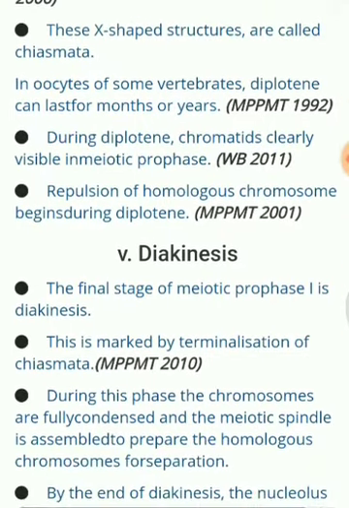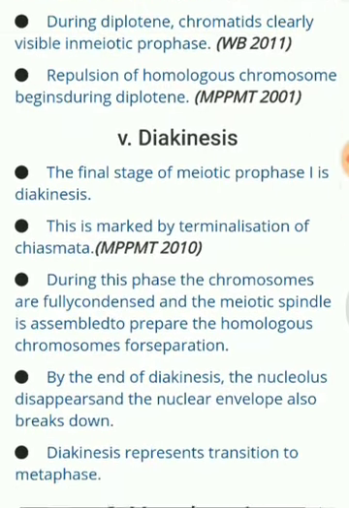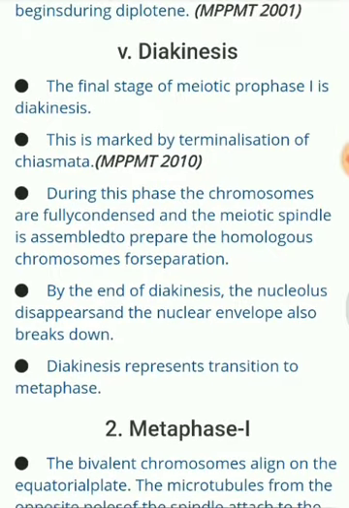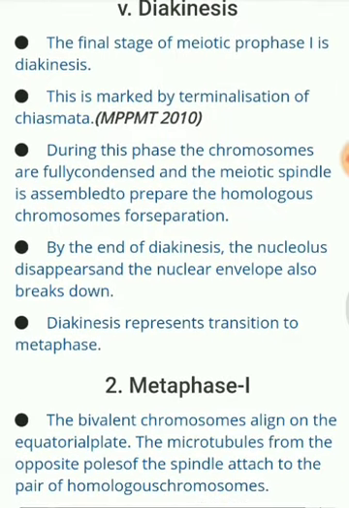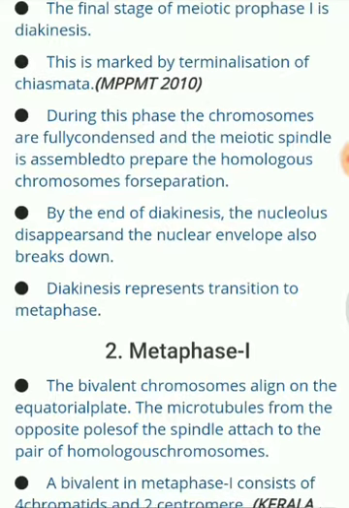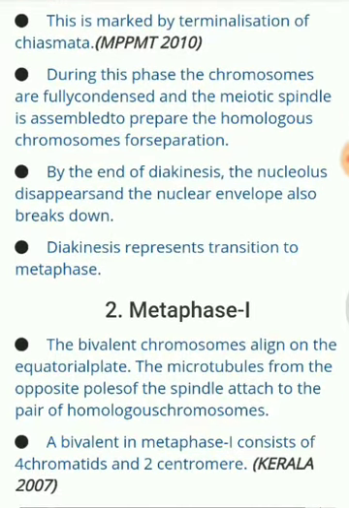Diakinesis. The final stage of meiotic prophase 1 is diakinesis. This is marked by termination of chiasmata. During this phase, the chromosomes are fully condensed and the meiotic spindle is assembled to prepare the homologous chromosomes for separation. By the end of diakinesis, the nucleolus disappears and the nuclear envelope also breaks down. Diakinesis represents the transition to metaphase.